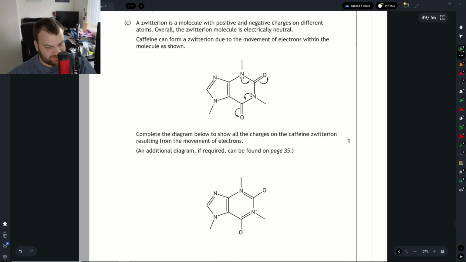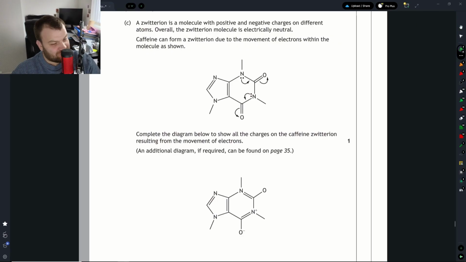Final question we've got here. We're talking about zwitterions. This is something I vaguely remember from first or second year at university. They're telling us that this means it's a molecule with positive and negative charges on different atoms, and overall it's electrically neutral. We're showing here the movement of the electrons to form this positive and negative charge. We're asked to complete it to show all the charges on this molecule.